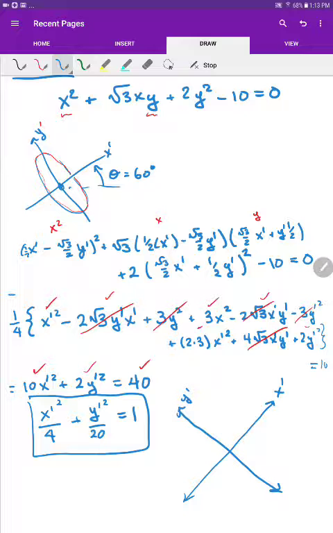So we can see in the y direction this is larger, square root of 20. And in the x direction this is only 2. So you can have an ellipse that looks something like this in our x prime y prime space. And then keep in mind, this whole thing has been rotated by 60 degrees from the x-axis.